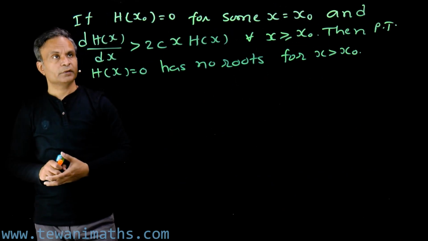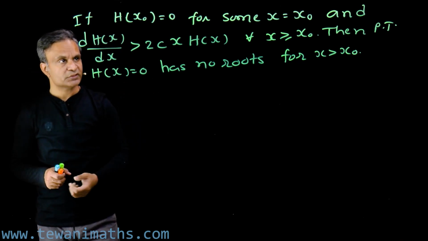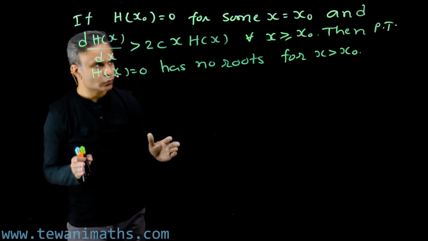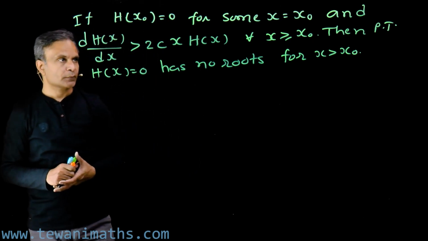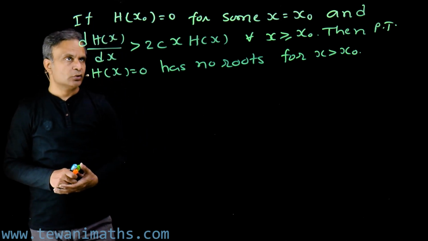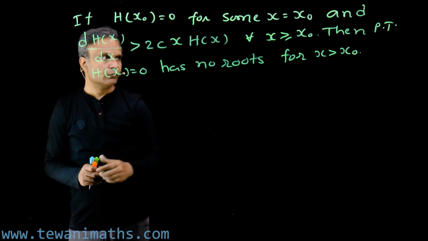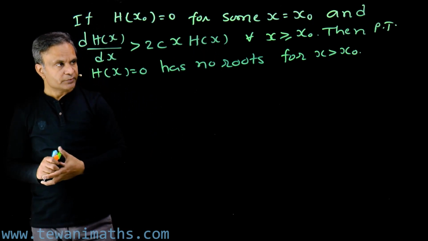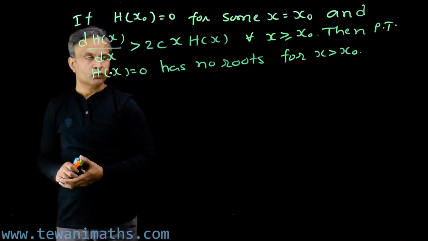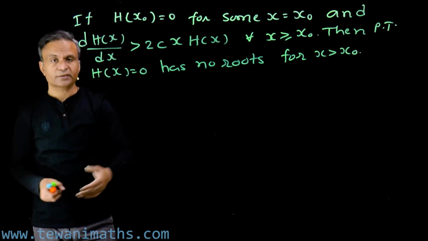We're going to look at this question. If h(x naught) is 0 for some x equal to x naught, and the derivative of h(x) is greater than 2cx into h(x) for all x greater than or equal to x naught, then prove that h(x) equal to 0 has no roots for x more than x naught. इस इक्वेशन का कोई भी रियल रूट नहीं होगा for x more than x naught अगर h(x naught) 0 है, और ये डेरिवेटिव 2cx h(x) से बिगर है for all x greater than or equal to x naught. That means we will be proving that the graph of h(x) won't intersect the x axis for x greater than x naught. x more than x naught के लिए ग्राफ x एक्सिस को इंटरसेक्ट नहीं करेगा, हम ये प्रूव करेंगे.